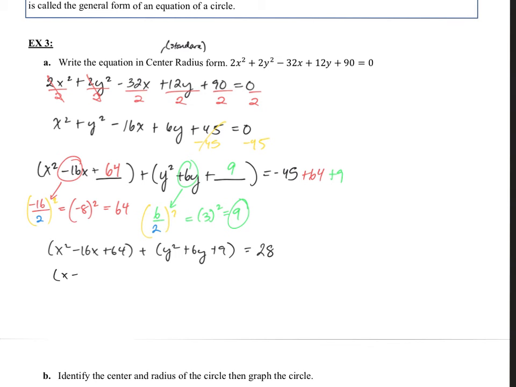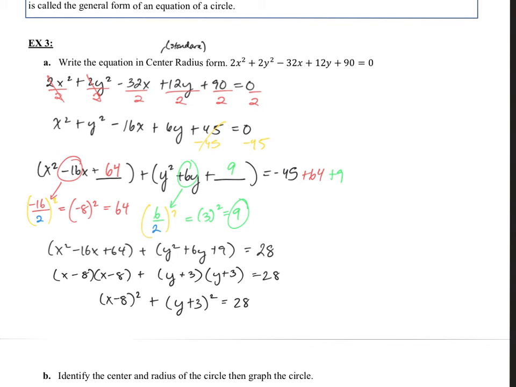So factoring, that's x minus 8 times x minus 8. Those are identical. And this is y plus 3, y plus 3 equals 28. Awesome, I can rewrite this as x minus 8 squared plus y plus 3 squared equals 28. Look at that, it's perfect. We used completing the square to rewrite this in center radius form.